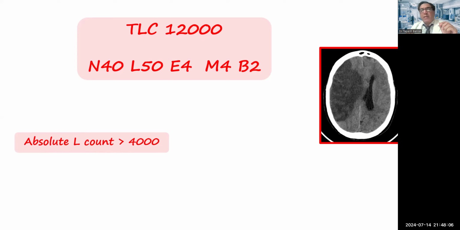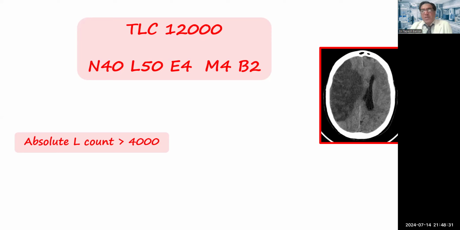How do you calculate absolute lymphocyte count? So here you take, for example, in this, the lymphocyte percentage in the DLC. So here it is 50. So it will be 50% of the total leukocyte count, which is 12,000. So it will come to 6,000. So here the absolute lymphocyte count is 6,000. And if it is 6,000, it is more than 4,000. So the patient has lymphocytosis.